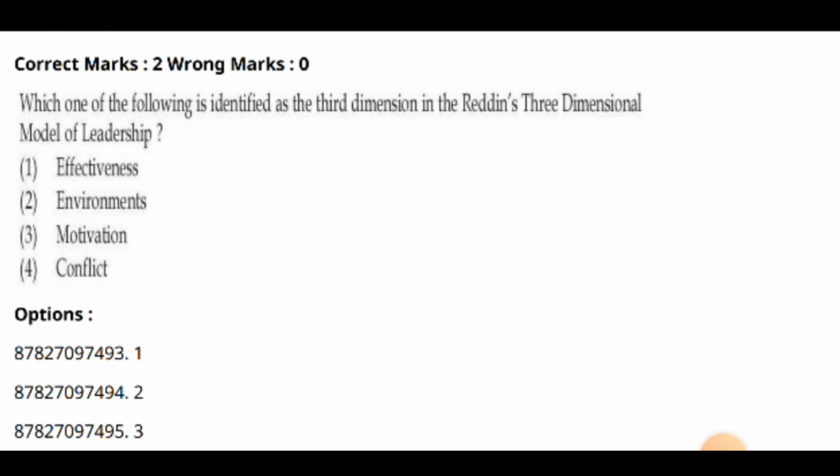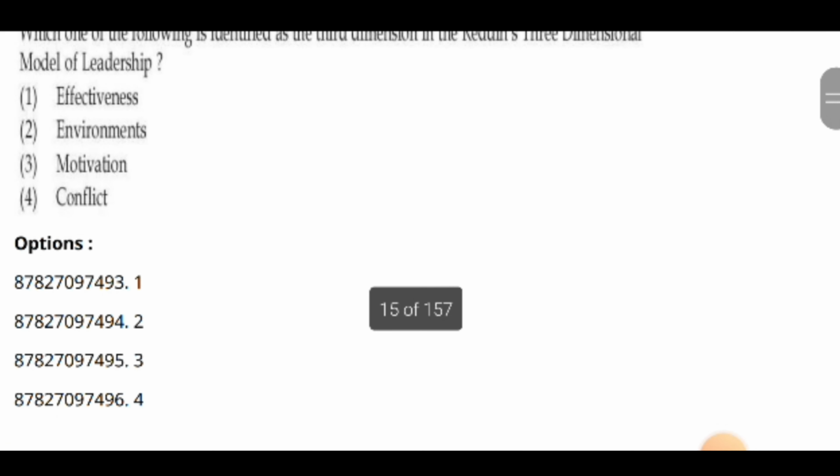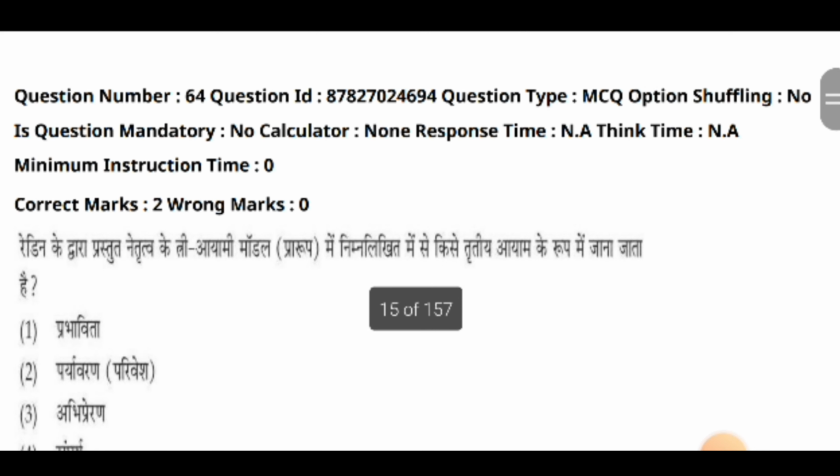Next question: the third dimension in Reddin's three-dimensional model of leadership. Reddin's three-dimensional leadership has three dimensions. What are they? You have to know about that. Here the answer is effectiveness. It's a model of leadership.